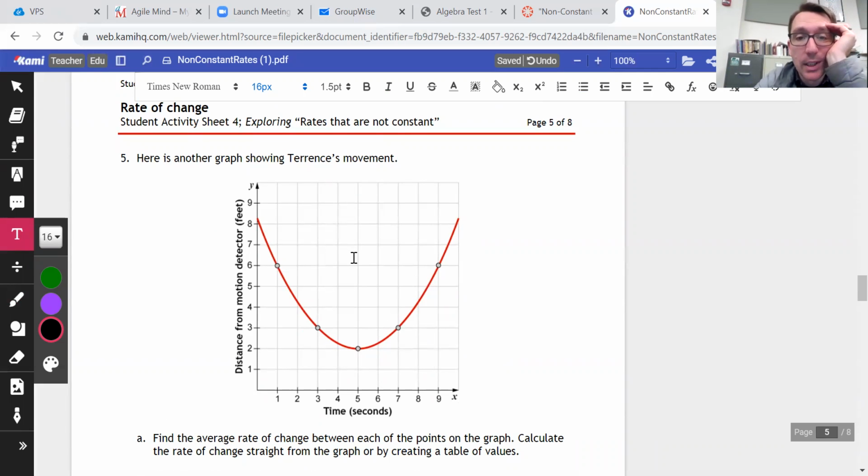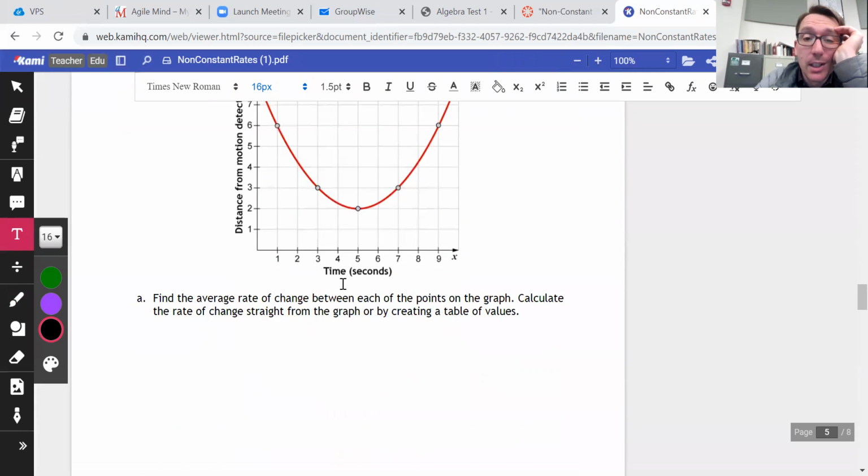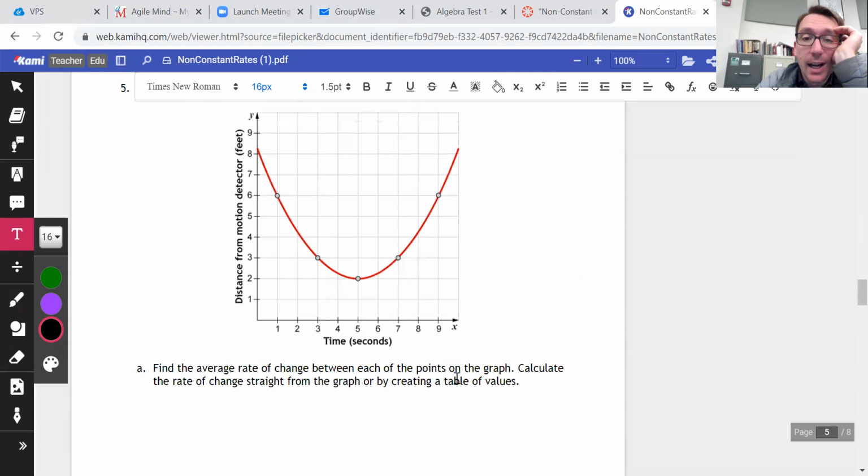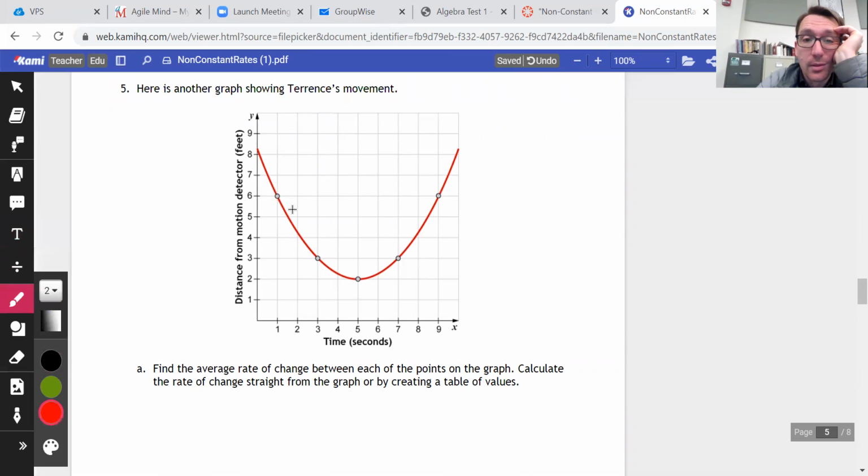Okay, here's another graph showing Terence's movement. This right here is a very common graph. This is a parabola. Find the average rate of change between each of the points. Calculate the rate of change. So again, we're just finding the average. So remember, average is always the distance up and down divided by the distance to the right. Rise over run.